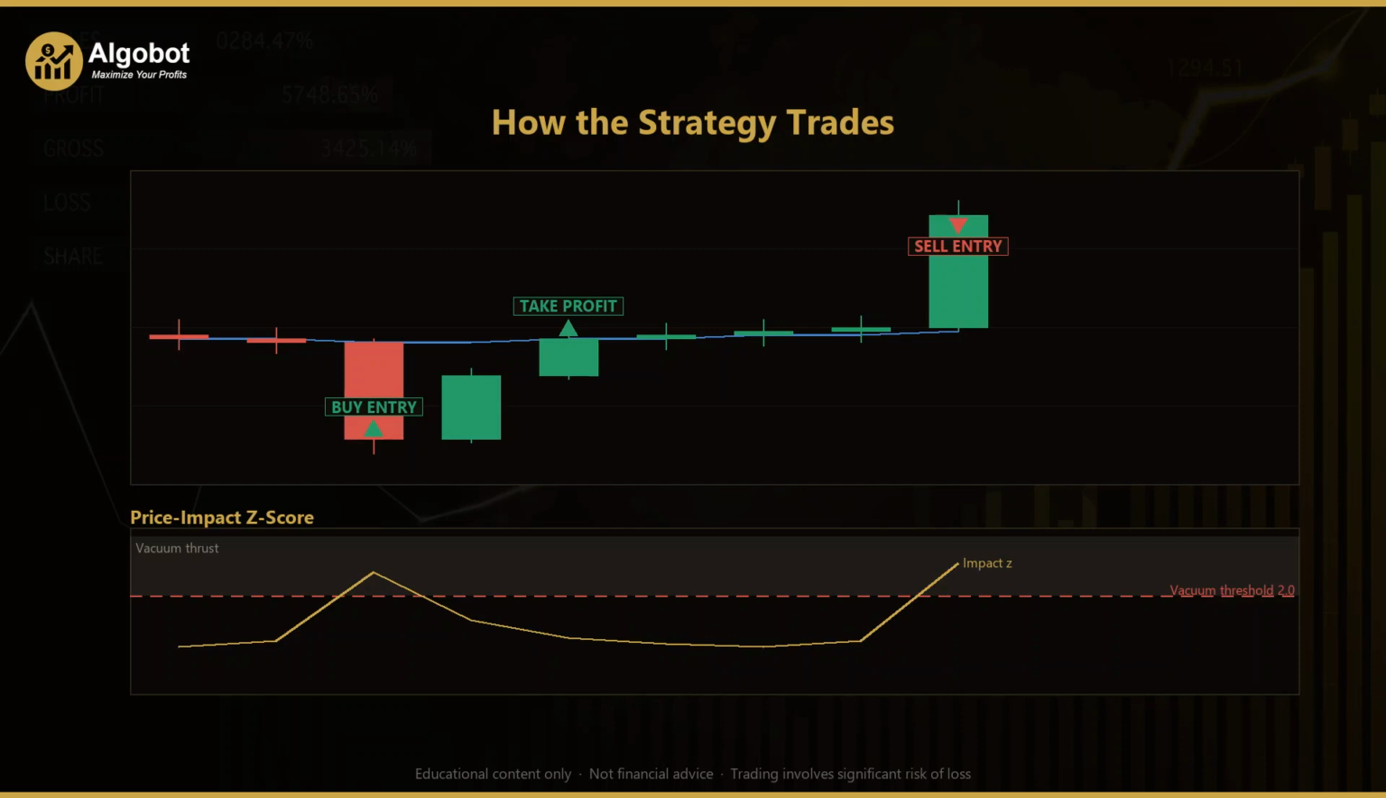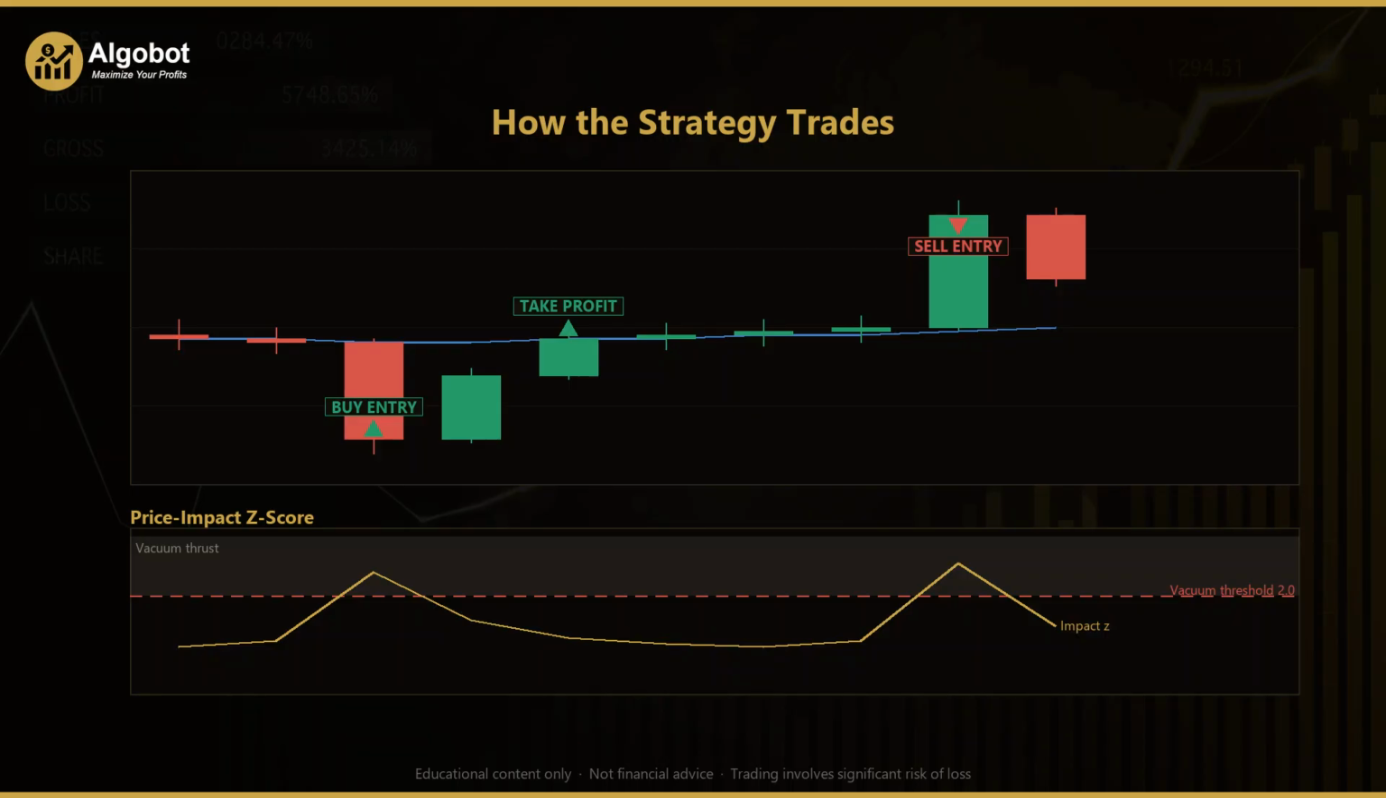Now the market goes quiet again. Several candles drift sideways, hugging the baseline, and the z-score stays subdued. The strategy holds its fire. There's nothing stretched or thin to act on. Then the mirror setup appears. Look at the tall candle that surges upward, closing strongly bullish and well above the baseline. This is an upward thrust.